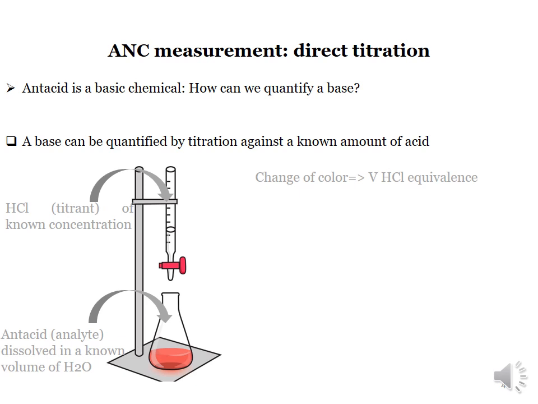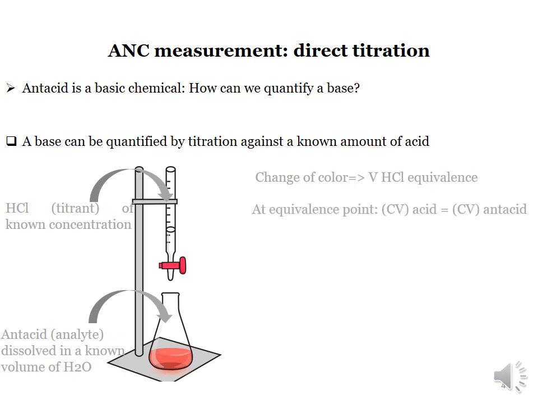So this is a picture of a titration setup. In the burette we will put an acid of known concentration. This will be our titrant, and in the Erlenmeyer we will dissolve the antacid. The antacid will be our analyte. We will dissolve it in a known volume of water. Yes, we all agree on that. Of course, we will add an indicator.